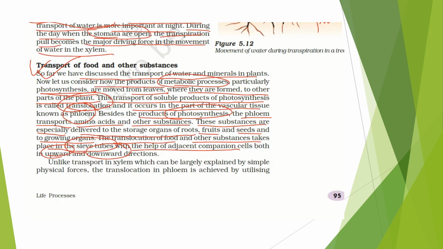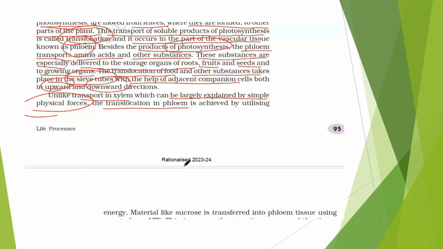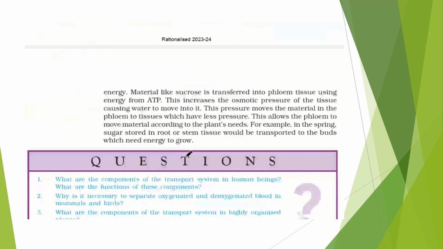Unlike transport in xylem, which is largely explained by simple physical forces, translocation in phloem is achieved by utilizing energy and material. For example, material like sucrose is transferred into the phloem tissue using energy in the form of ATP, right? So sucrose is transferred into the phloem using the energy from ATP.